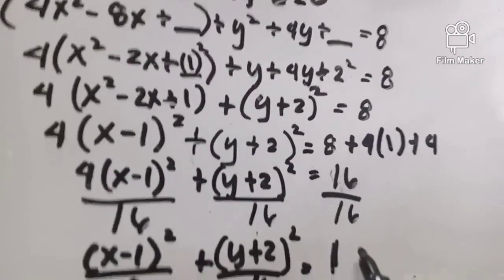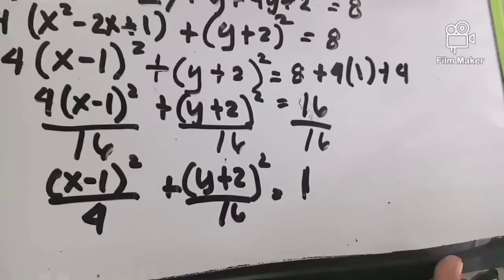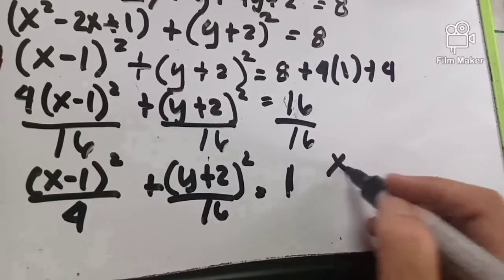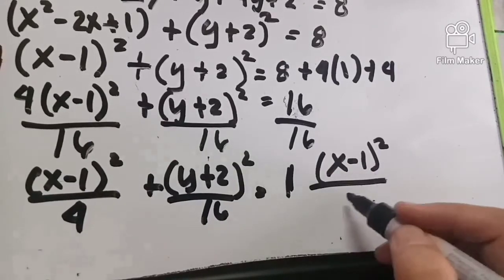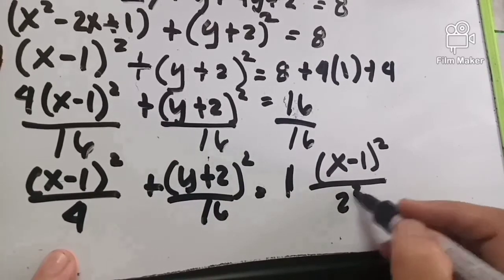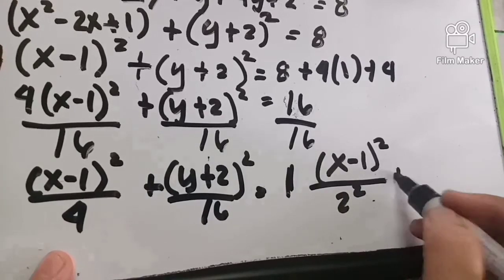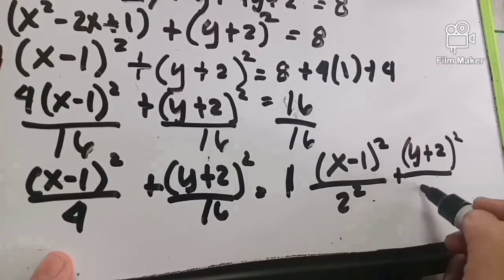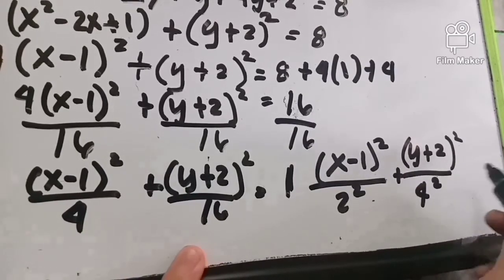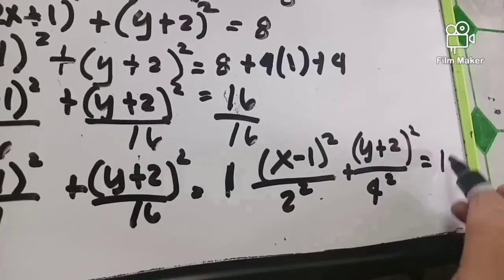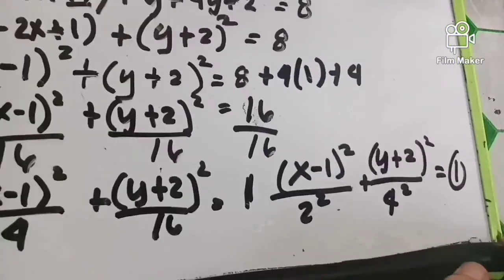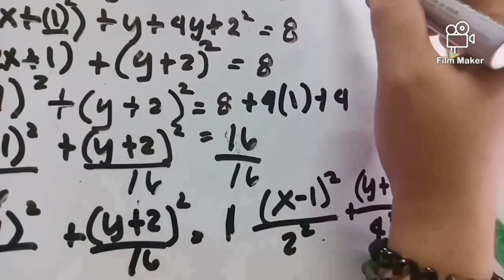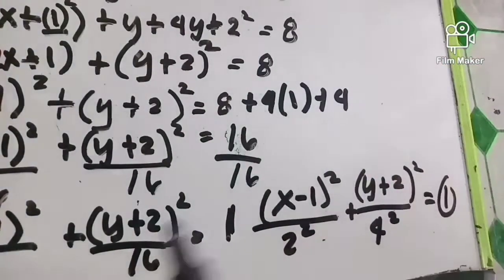So, ayan ito na yung equation. Ito na yung pinaka-equation. Hindi pa yan tapos. So, x minus 1 squared, ito i-squared natin ulit, over 2 squared. And then, y plus 2 squared over 4 squared. Kasi 4 squared, 16. And then, 16 divided by 16 is plus 1. So, hanapin natin yung h and k. So, paano natin ma-determine yung H?